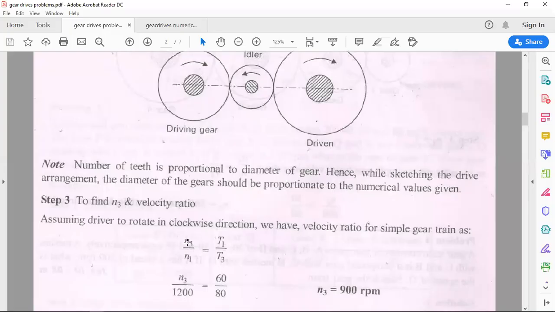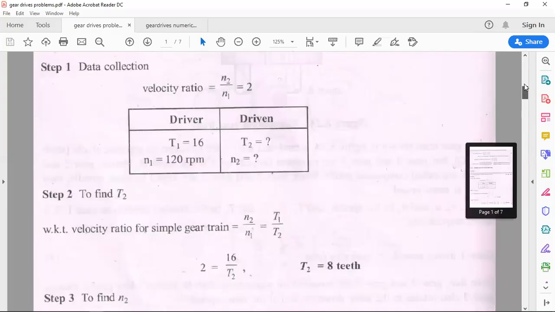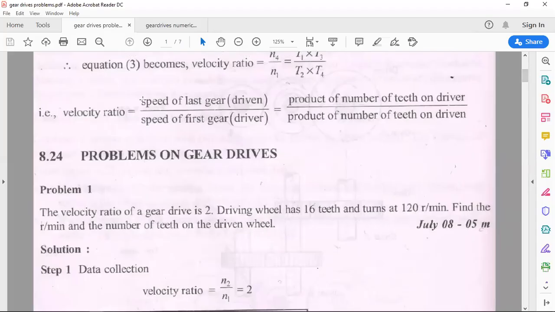Consider the velocity of the last driven gear. The velocity ratio is the speed of the last gear, generally the driven, to the speed of the first gear. Here the last gear is nothing but 3, in the problem I am discussing. So the speed of the last gear is N3 and the speed of the first gear is N1. In the compound gear train it differs, but in the simple gear train it is just the ratio of the number of teeth of the first gear to that of the last gear.